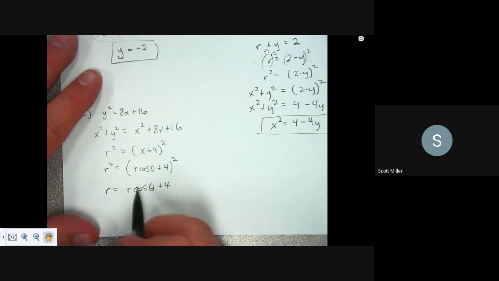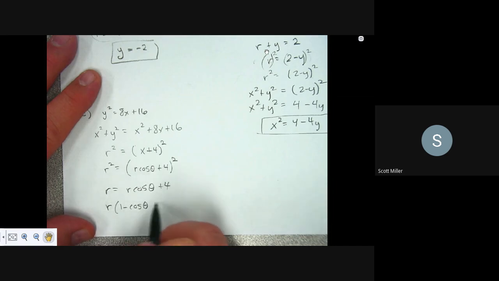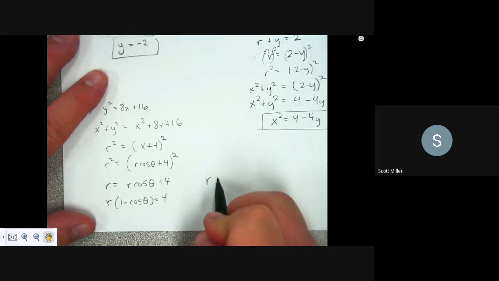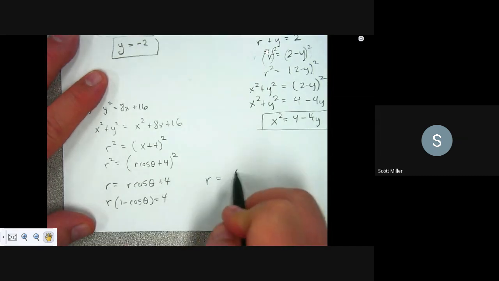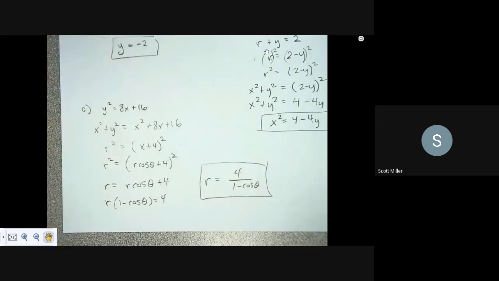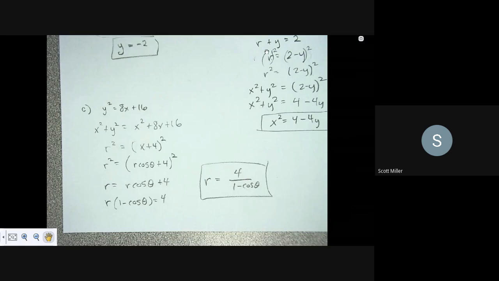These both have an r in them, so we bring it over. We factor out the r, and I get r times (1 minus the cosine of theta). Then I can divide by this right here, and I'll get r equals 4 over 1 minus the cosine of theta. There you go. And so there are a lot of little algebra techniques involved, and also some trig stuff that you need to be aware of as you do these problems. We'll do more problems together in class, and that's it.